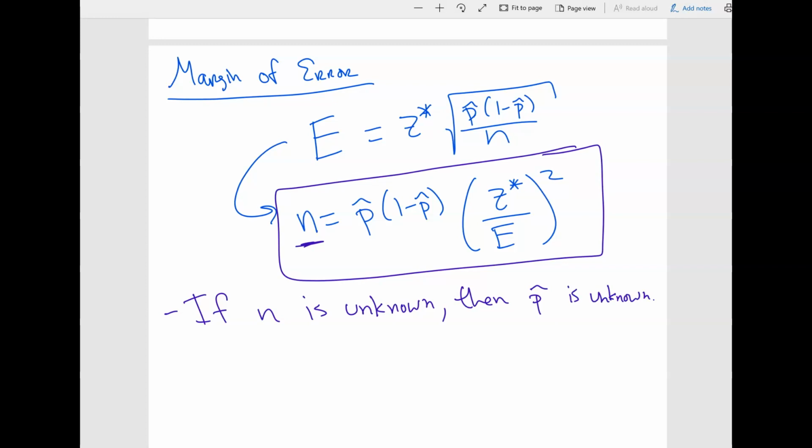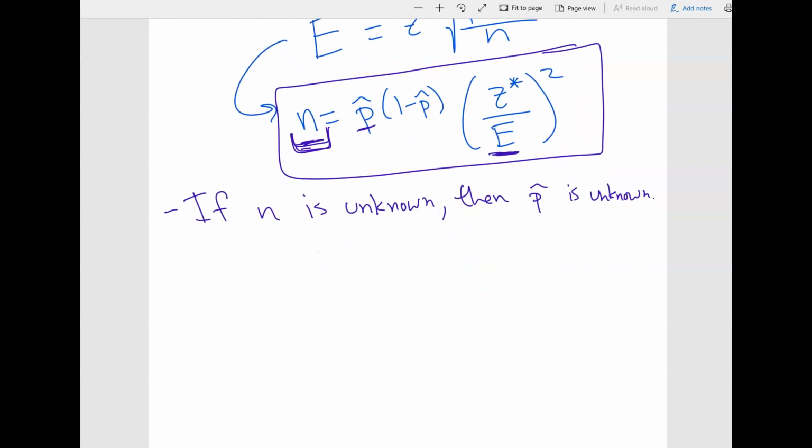Because if I want to figure out how many samples I should get if I want my width to be a certain amount, well, if I don't know what N is, I definitely don't know what P hat is. So what can we use? Well, there's a couple things that we can do.